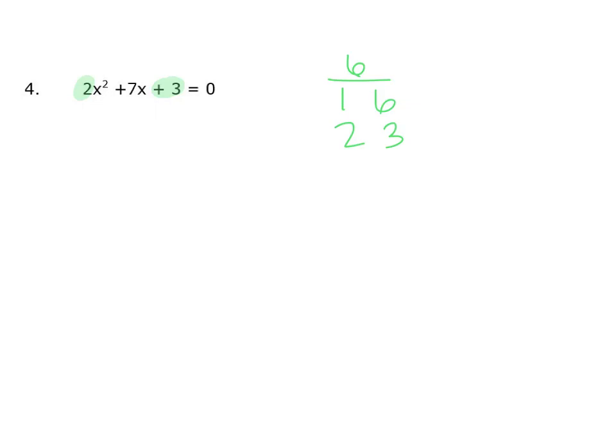So we're adding to get to 7. There's that 1 and 6. We're going to rewrite 7x as an x, a positive x, and a plus 6x. We still have the plus 3 equals 0 and a 2x squared out front.